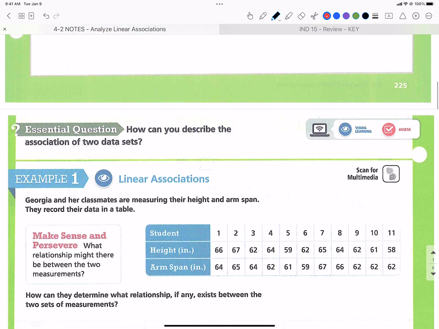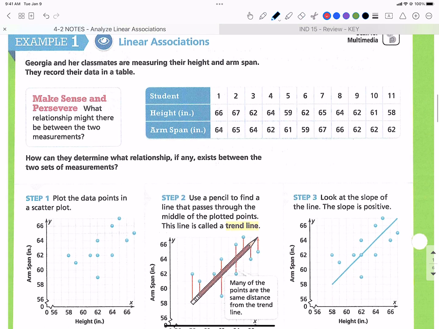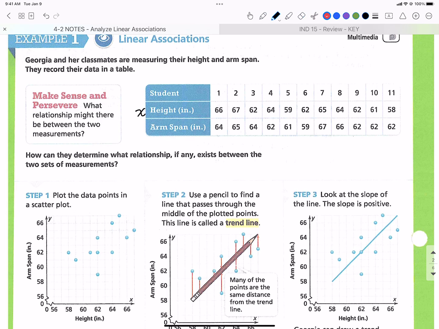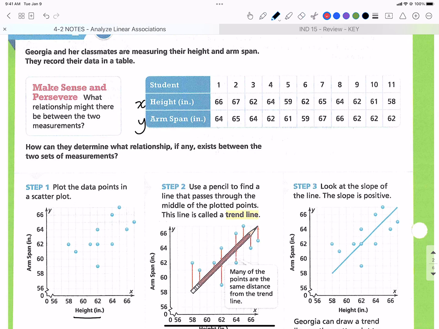So let's look at this first example. Okay, first of all, they gave us a bunch of points on a table. We know that this is the X and this is the Y. That's a review. Okay, the X is height, the Y is arm span. Now, it says step 1, plot the data. That's what we did yesterday. Okay, this is the new part. We are actually going to draw a trend line through our data.